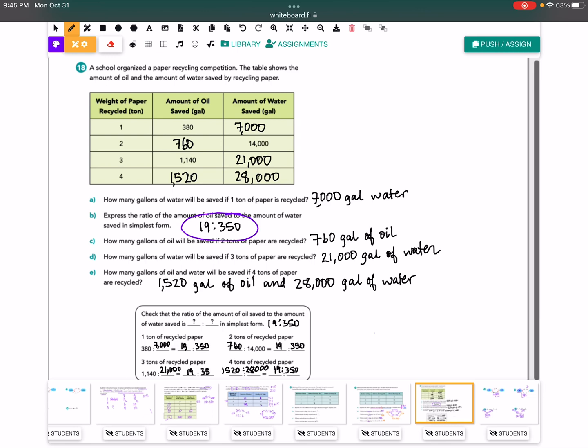So I thought that the easiest way to do that, at least for me, you may have had a different way, was to go ahead and use this 14,000, realizing that that's 2 tons, and divide 14,000 by 2 to get 7,000 per recycled ton, and then multiply those out, which will give you your next 2 answers. And in each case, the ratio of the amount of oil saved to the amount of water saved was 19 to 350. And I think that's it, right?